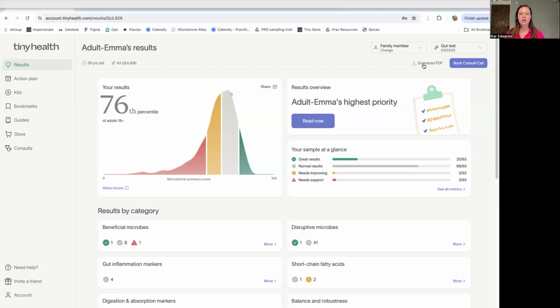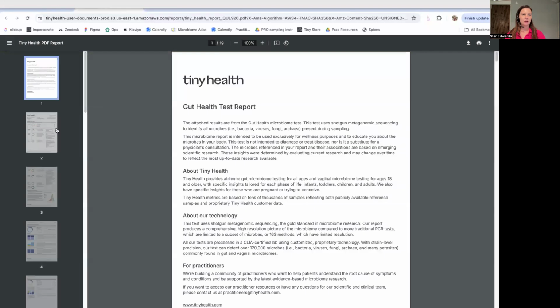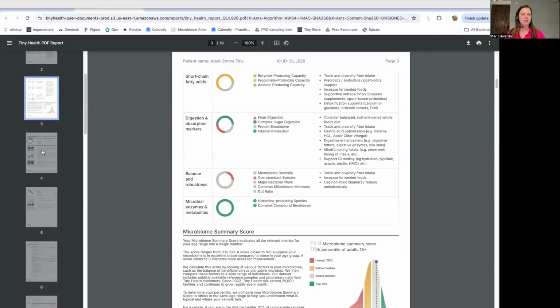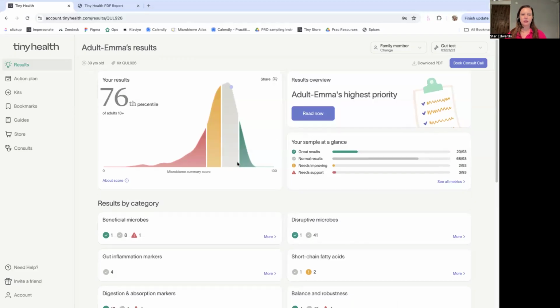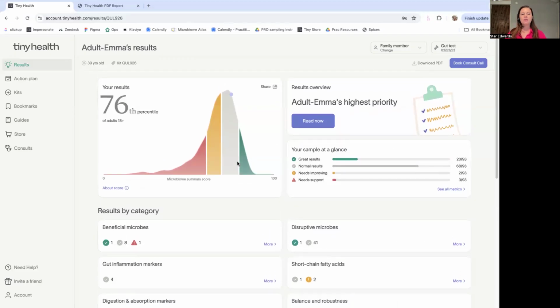The first is a PDF download that looks like this. And then we have this web version. Now, you can get a lot of information out of the web version. We have built-in education and information about each one of the microbes and metrics, why they matter, why they are important, and what to do about it. So you might want to look around in here a little bit if you are questioning what something means or why we are measuring it.